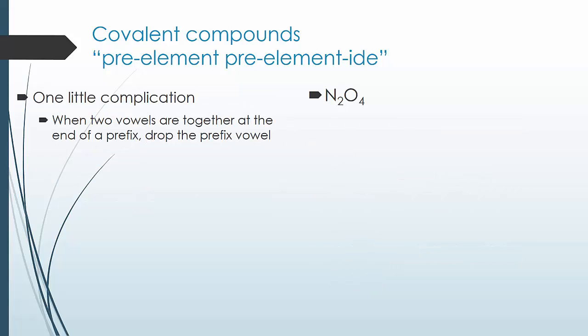There is only one small complication to this. If the element starts with a vowel, we will drop the prefix vowel to make it a bit smoother to say and write. For example, with N2O4, it is called dinitrogen tetroxide. Notice that it is not dinitrogen tetraoxide, but dinitrogen tetroxide. And this finishes up our nomenclature for covalent compounds.